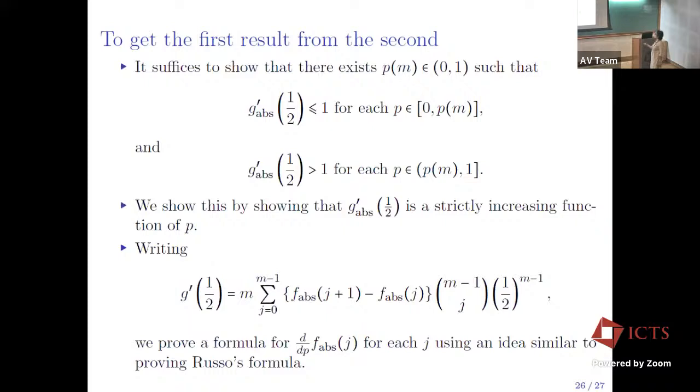The next thing that we show is that it suffices to show that there is some p of m, which I promised in the main result, between 0 and 1, such that the derivative of g absolute at 1/2 is less than or equal to 1 for each p less than p of m, and it's strictly bigger than 1 for each p above p of m. So here it will be the unique fixed point regime, and here it's going to be the multiple fixed points, three fixed points regime. And this we achieve by showing that the derivative of g at 1/2 is a strictly increasing function of p. And that we show using a technique similar to the proof of Russo's formula, but I've not gone into the details of that.